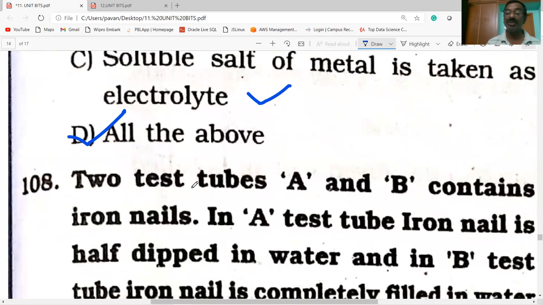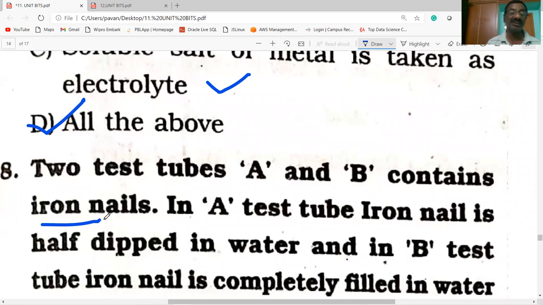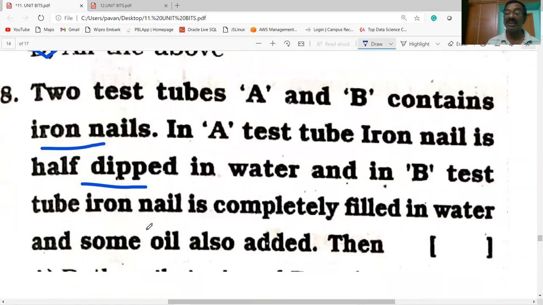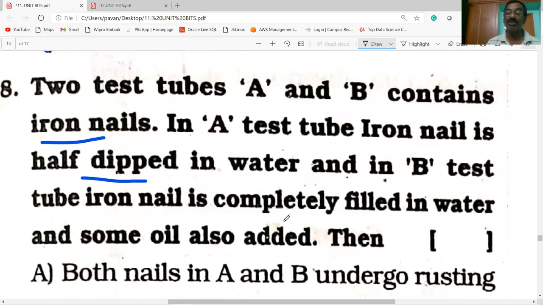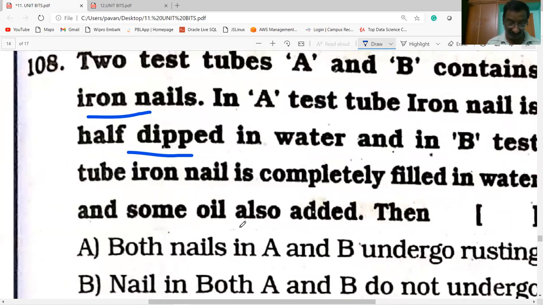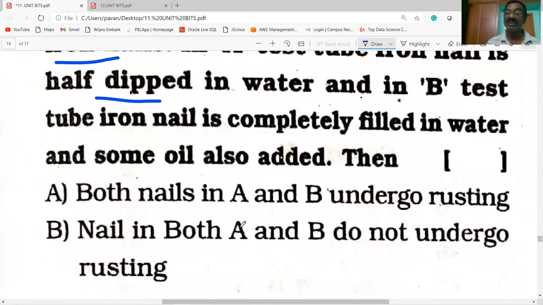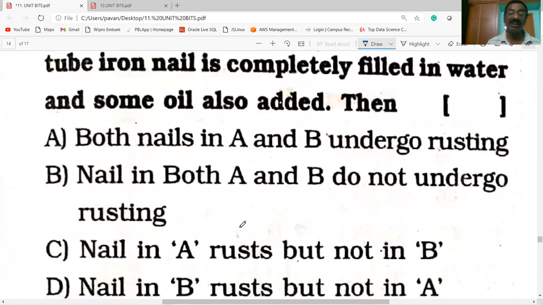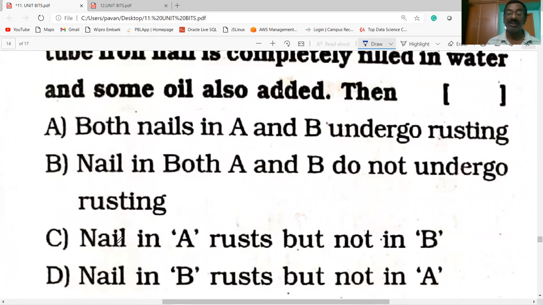Two test tubes A and B contains iron nails. In A test tube, iron nail is halfly dipped in water. And B test tube, iron nail is completely filled in water. And some oil is also added. Then what happened? Both nails undergo rusting. No, nail A and B do not undergo rusting. Nail A rust but not in B.